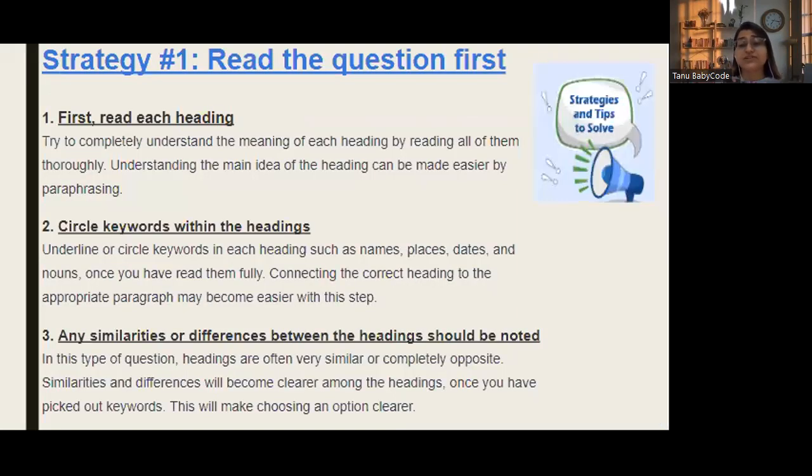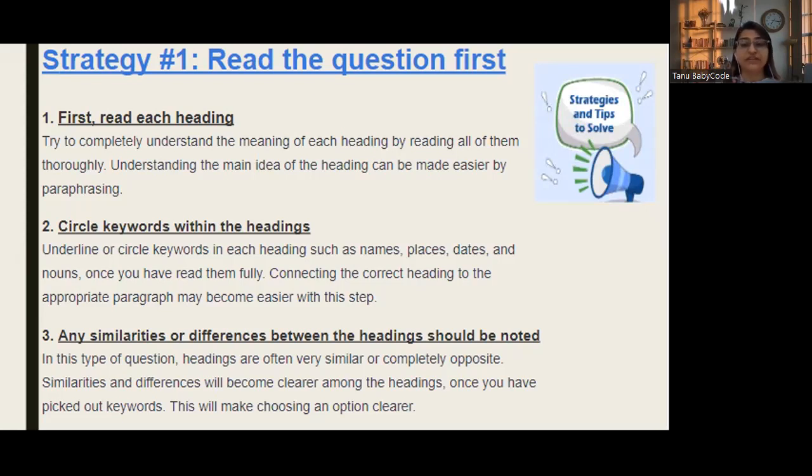How to apply strategy number one? Strategy number one says read the question first. Now, how do you apply that? First, read each heading. Try to completely understand the meaning of each heading by reading them all thoroughly. Understanding the main idea of a heading can be made easier by paraphrasing. Once you start reading the headings, make sure you understand the meaning and the main idea also.